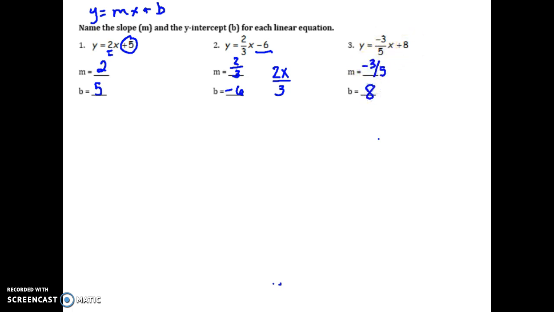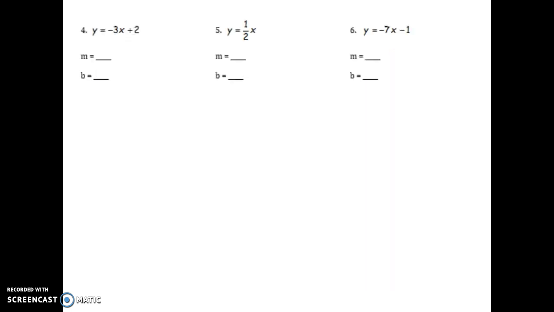These are pretty easy because they're already in slope-intercept form, so it's easy to pull out that the slope is negative 3, and the y-intercept is positive 2. The slope is 1/2, and in this case, there is no y-intercept because it's just like saying 1/2 x plus 0, so we just write 0. What does that mean? It means that it's going to cross right here at the origin. That's where the y-intercept of 0 would be. If I look at number 6, my slope is negative 7 and my y-intercept is negative 1.